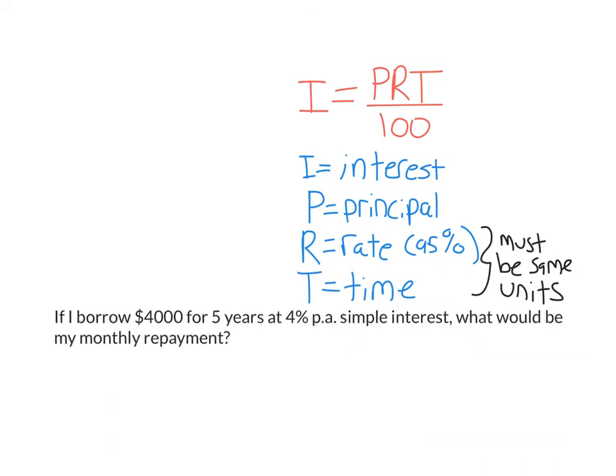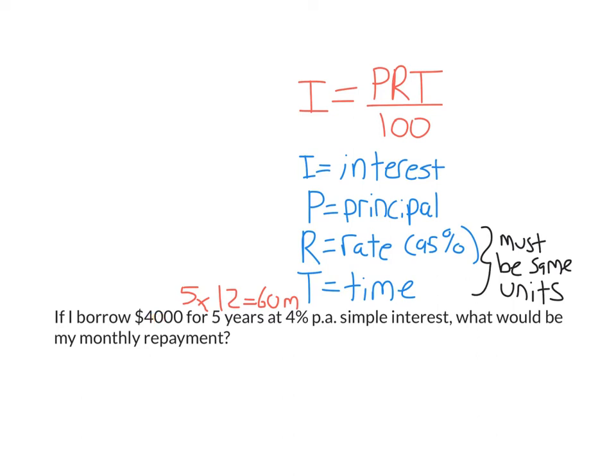All right, one more example now, and we'll find the monthly repayment. Let's look at this question here. I borrow $4,000 for 5 years at 4% per annum simple interest. What would be my monthly repayment? So I'm figuring out how much I would need to pay back each month so I could pay off this loan in 5 years. So firstly, 5 years is 60 months. So before we went months to years, we divided by 12. So to go from years to months, we times by 12. So that's what this means here. 5 years, 60 months.